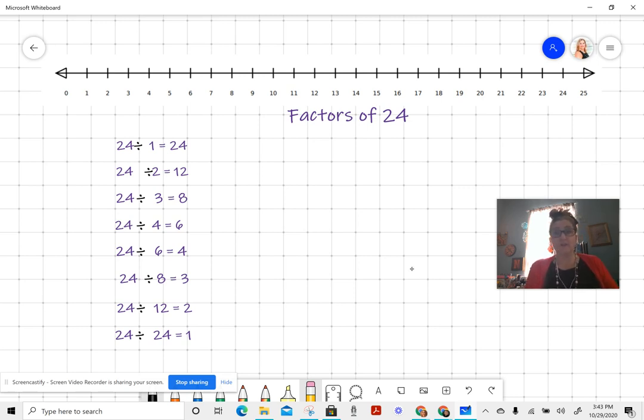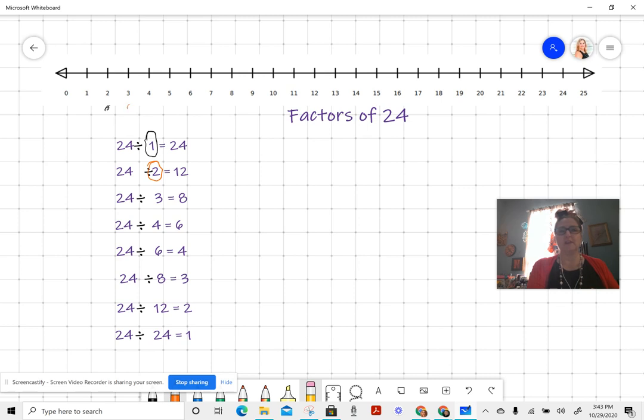And I can divide every number by 1. So 24 divided by 1 is 24, and 1 is a factor. Now I'm going to go to the second number on the number line, to 2. Can I do 24 divided by 2 and get a whole number, a number that doesn't have any remainders or leftover? And I can. 24 divided by 2 is 12, and so 2 is a factor of 24.